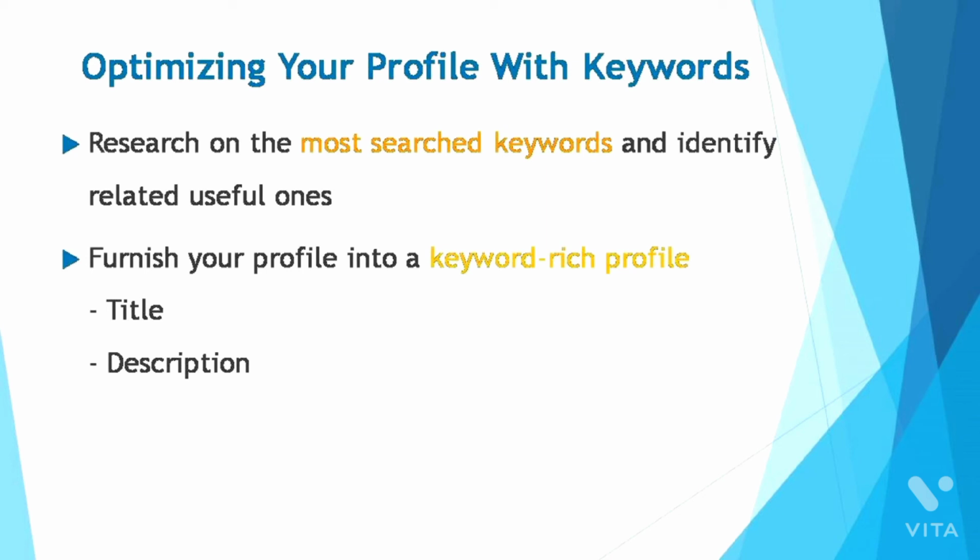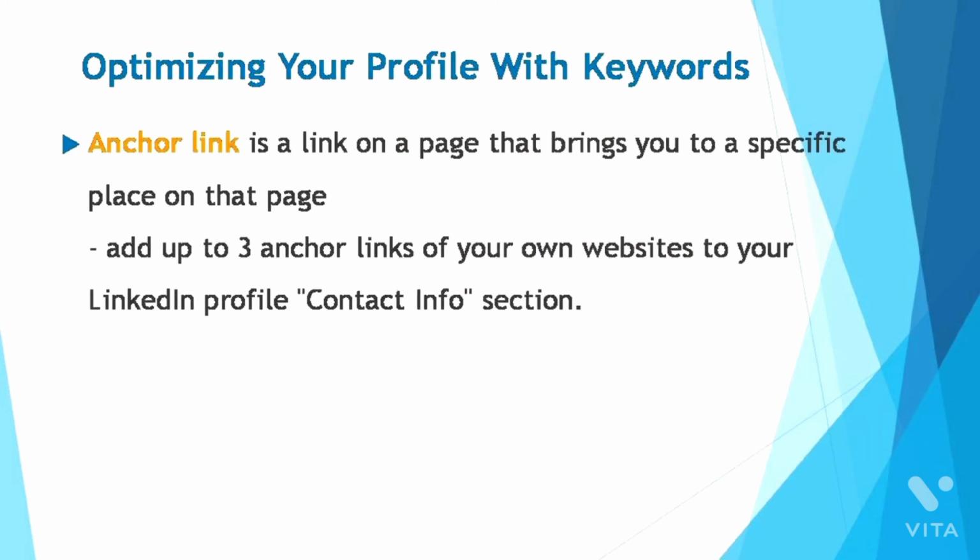Moving on, let's talk about anchor links and backlinks. Anchor links are links on a page that bring you to a specific place on that page. Anchor links can be helpful when you want to bring a website visitor to a specific spot on a long page. You can add up to 3 anchor links of your own website to your LinkedIn profile contact info section. This allows you to showcase a variety of work to potential clients that may be looking for different types of content. You can target a wide range of different clients by providing various references to your business.